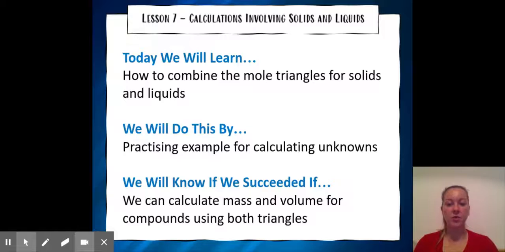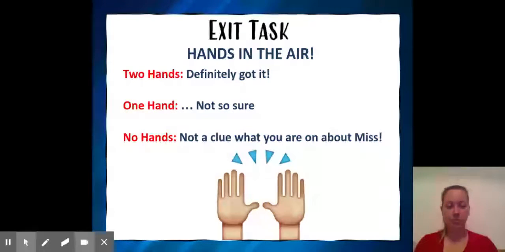So we wanted to know if we could calculate mass and volume for compounds using both triangles. Here is a little exit task. 2 hands up, definitely got it. 1 hand, not so sure. No hands, you have no clue what I'm talking about. Please feel free to comment an emoji on this post on Google Classroom, and we can have a wee look at how you feel about this lesson.